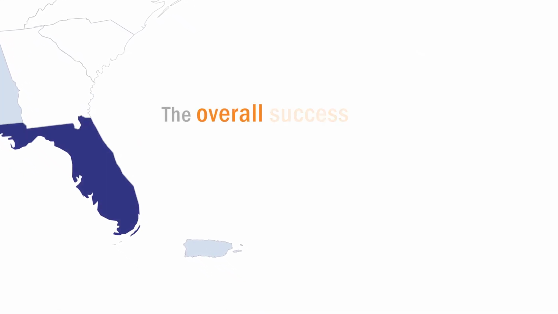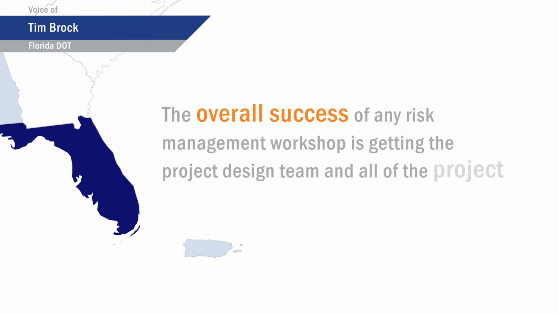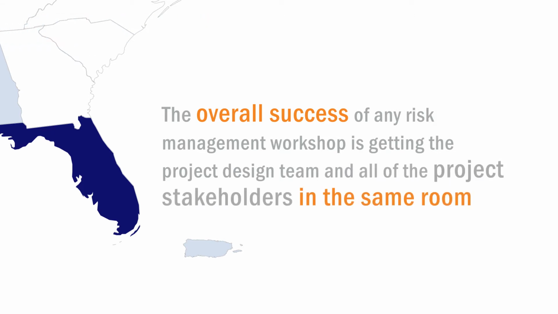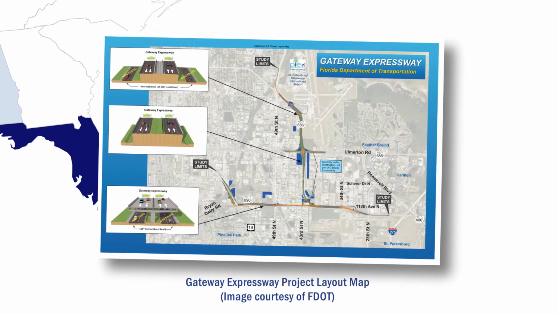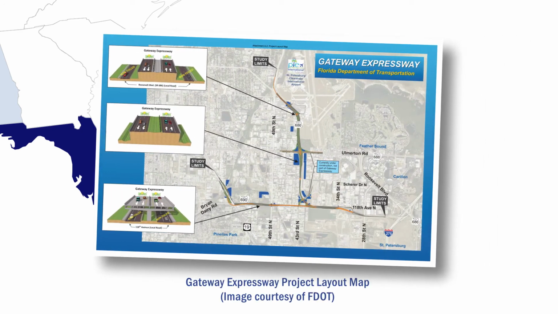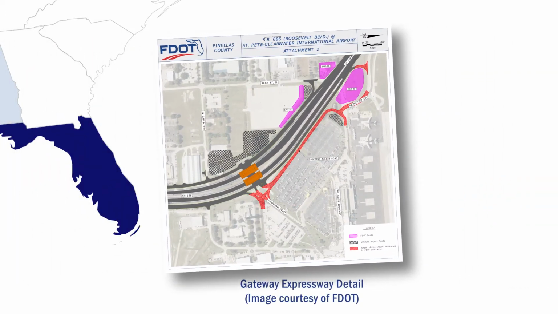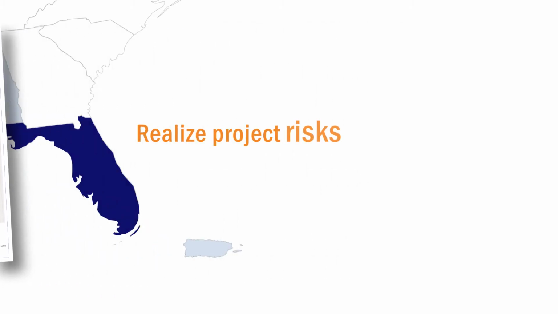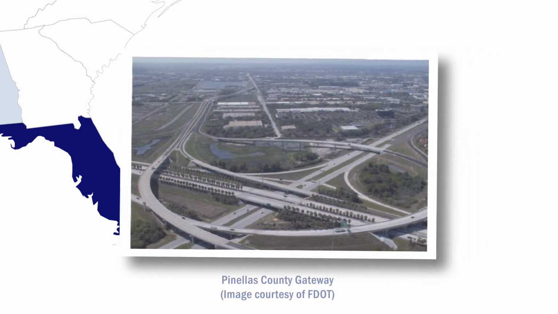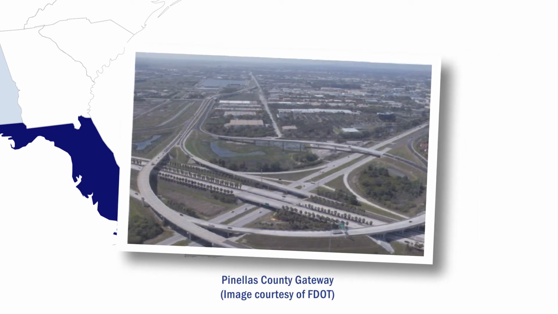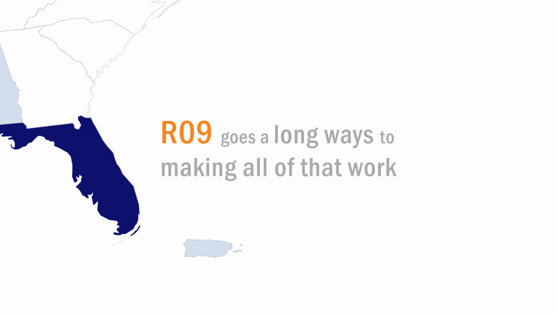I believe the overall success of any risk management workshop is getting the project design team and all of the project stakeholders in the same room and discussing all of the things that could go right or wrong with the project. And when I see and hear that aha moment from some of the stakeholders when they realize a project risk that was identified that they never thought of and that could happen on this project, that's when I feel we've really had success. The R09 software goes a long ways to making all of that work.